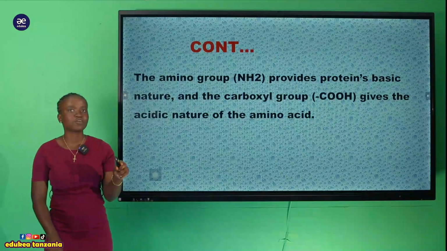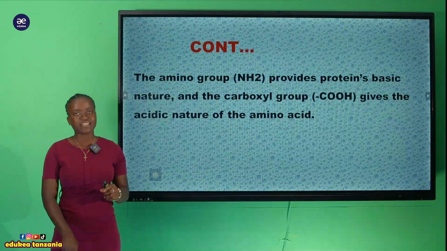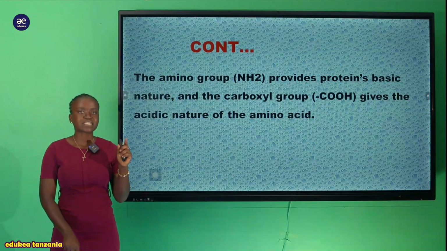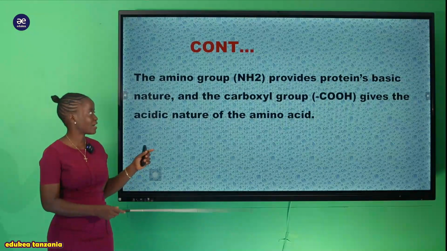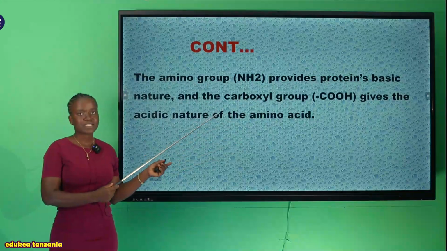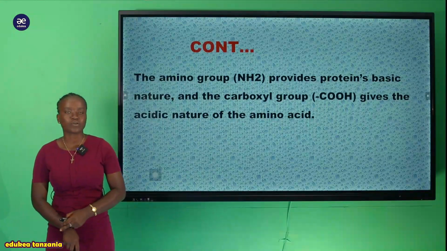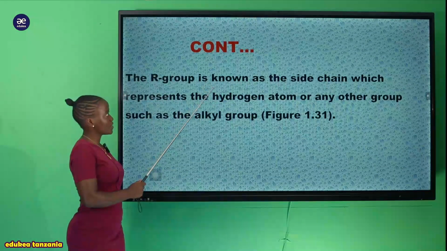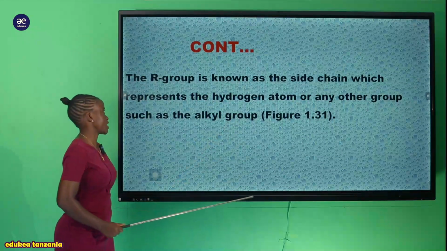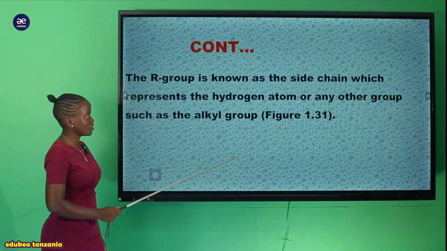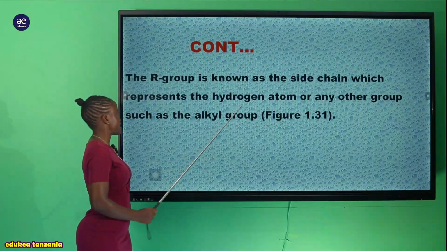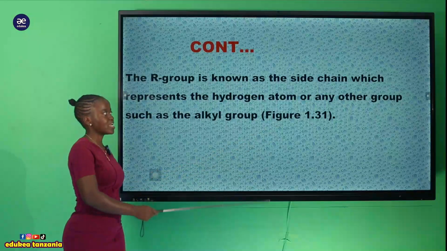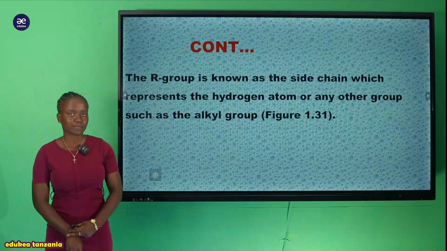You have to know all of them. I have said that the acidic structure comes from the carboxyl group, and the basic structure comes from the amino group. The other group is known as the side chain, which represents a hydrogen atom or any other group such as an alkyl group. We're going to see that in figure 1.31.